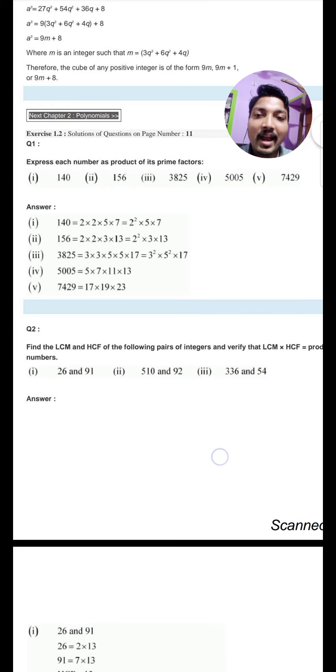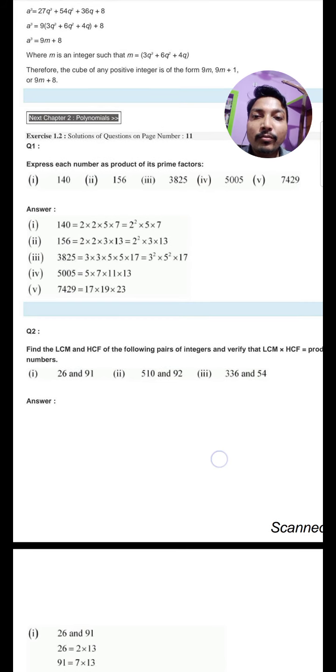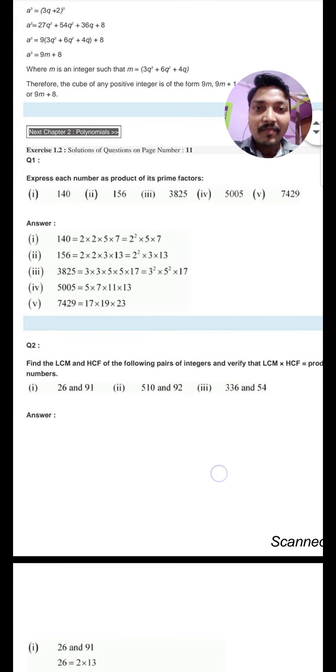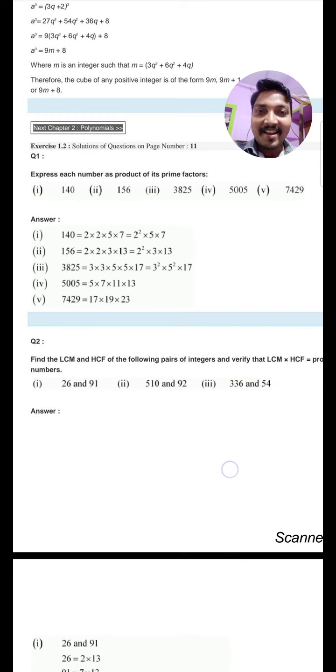In our last days, we only solved questions by doing the prime factorization. But here we have done something extra by writing the prime factorization in exponential form. Where I got 2 into 2 twice, instead of writing 2 into 2, I wrote it as 2 square into the rest of the other factors. So I hope question number 1 is very easy for everyone.